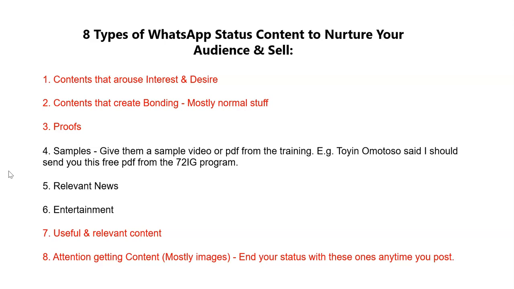So the first one is content that arouses interest and desire. Then content that creates bonding. Then content that helps with credibility, that is proofs. Then samples. Then relevant news. Then entertainment. Then useful and relevant content. And attention getting content. These are mostly images. So I'm going to explain exactly what each of these content types is and how you can use them.